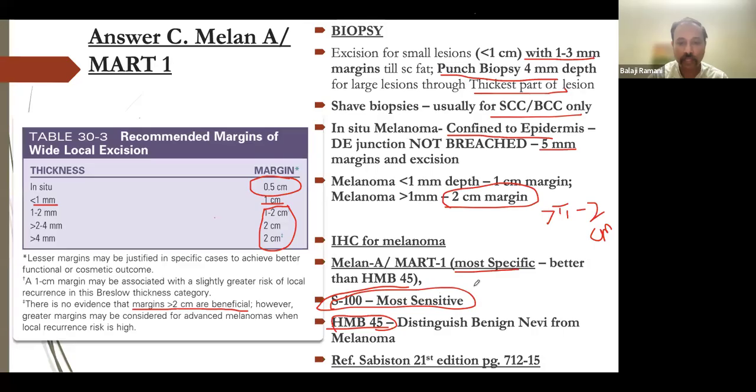The most sensitive, again, I will tell you, is S100. This has come as a question, and again, Melan A and HMB-45 (Mart-1) has also come as a question, which is the most specific. And again, the margins for melanomas have come 2-3 times as a question.